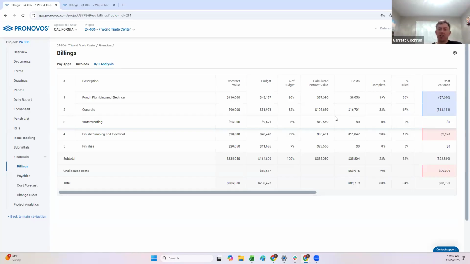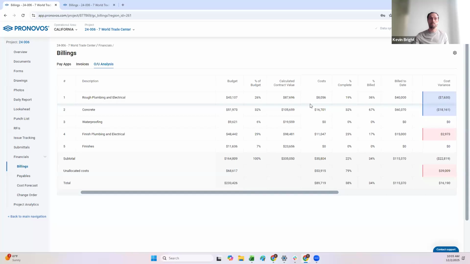Outstanding. How do we interpret the progress so far on the project? Yeah, so now that we've got it set up, we know what the values are. Again, because I've tied my budget to the actual schedule of value line items, I can then also see what my costs are. So as I'm coding my cost to each budget line item, I can see how those aggregate up to each of the schedule of value line items.